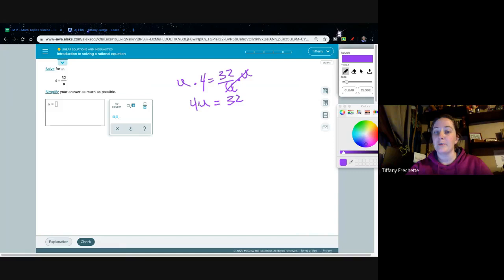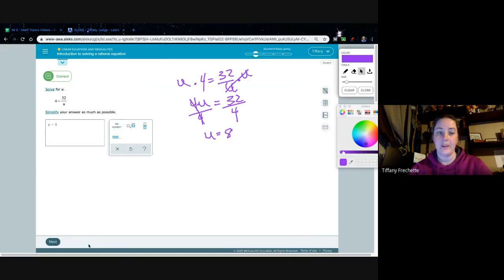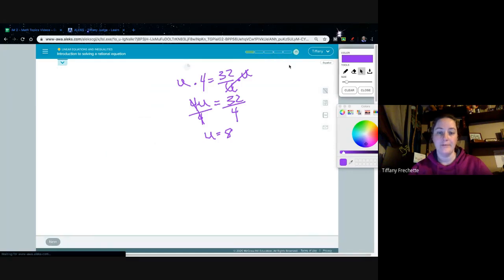Then I'm going to divide one more time because it's 4 times u. So 4 divided by 4 is 1. u equals 32 divided by 4, which is, in fact, 8. Check. All right, we got one.